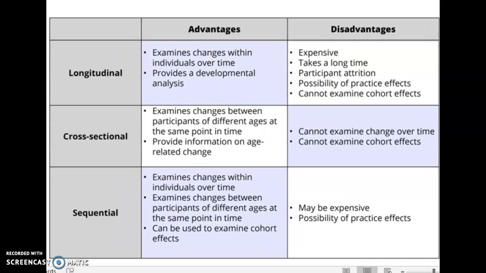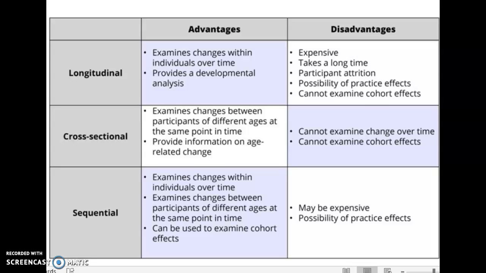So the next type of study we have is cross-sectional, and with a cross-sectional study, we're going to examine changes between participants of different ages at the same point in time. That means our individuals or groups of individuals are different ages, and they are observed for shorter periods of time. And the change that we're seeing is actually an inferred change, not an actually observed change. It's kind of like we're going to check in with them throughout.